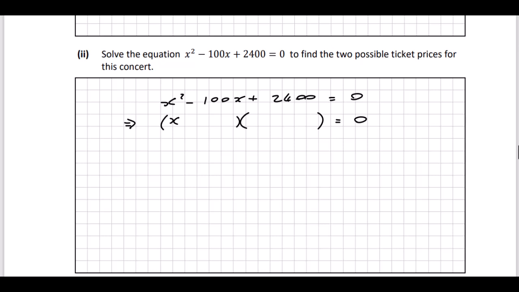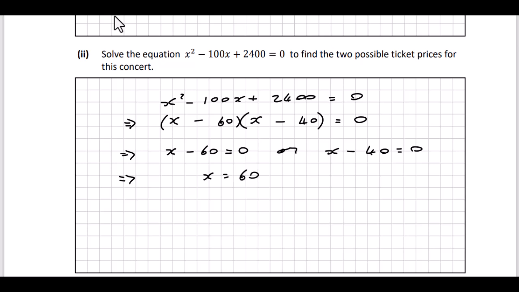You'll find that x times x will give you x squared, and you'll find 60 times 40 will give you 2,400. We need plus 2,400, so the signs have to be the same. Because the first one is a minus, it's going to be minus minus. So this just means that x minus 60 is equal to 0, or x minus 40 is equal to 0. So finally just add 60 to both sides, x is equal to 60, or add 40 to both sides, x is equal to 40, and these are in euros. Okay, and that's it for this question.